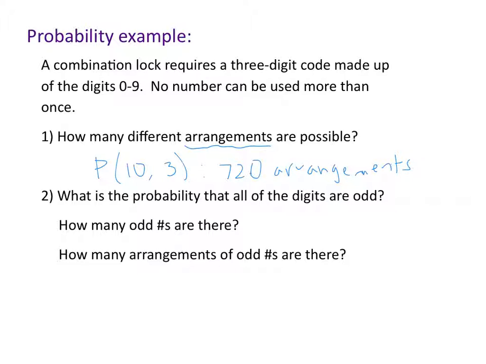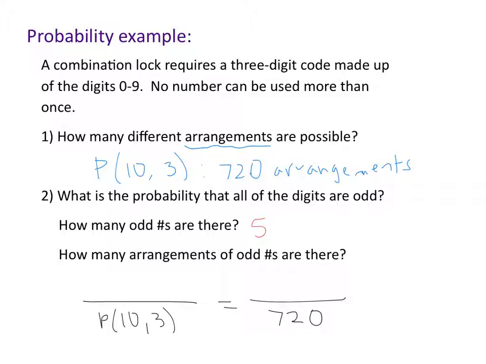Question 2, what is the probability that all of the digits are odd? Well, first let's look at how many odd numbers there are. 1, 3, 5, 7, 9, which would be 5. So now if we look at how many arrangements of odd numbers there are, we need to figure out our desired outcomes in the numerator versus our total outcomes in the denominator. And we know our total outcomes in the denominator is the permutation of 10 choose 3, which we got to be 720 from question 1.